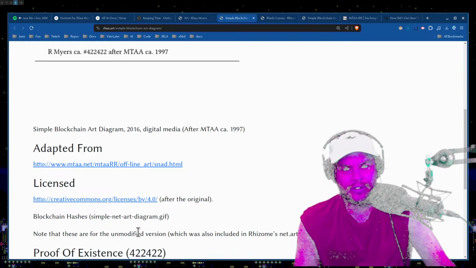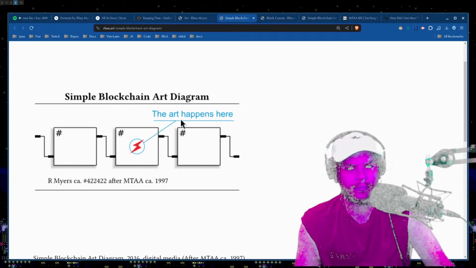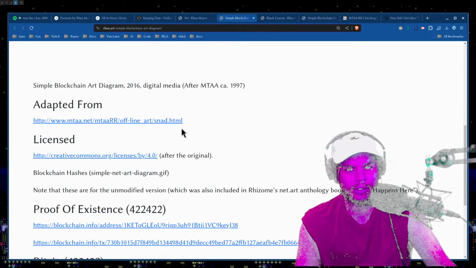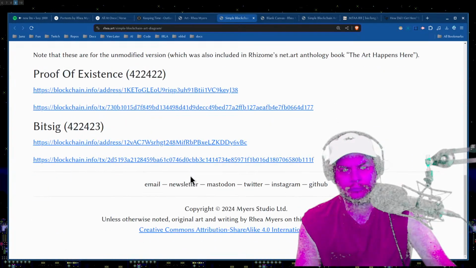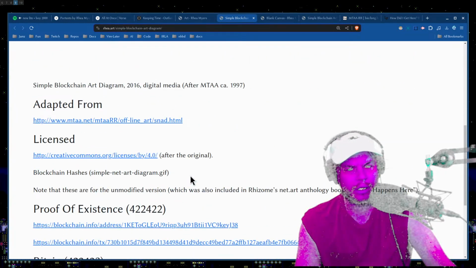So this is a simple blockchain art diagram. Art happens here. Got it. Note that these are the unmodified version.